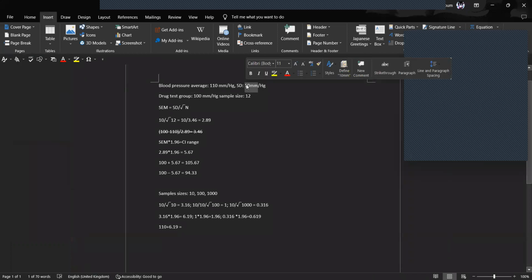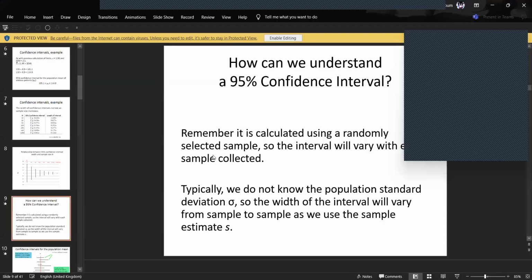Usually we don't know them, and so what we'll normally do is get a control group, and we'll just assume that the control group's standard deviation and the control group's mean are the population's. Okay?